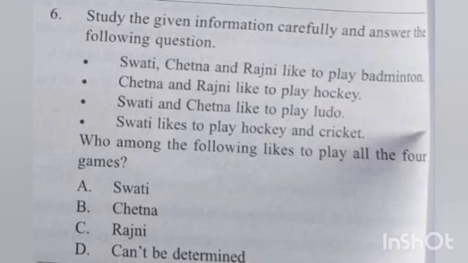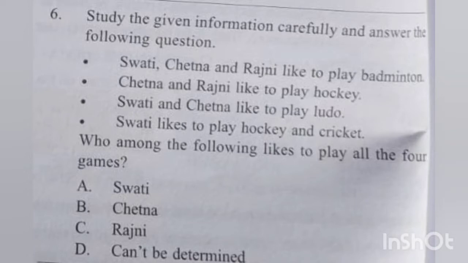Now study the information carefully and answer the following question. Swati, Chetna and Rajni like to play badminton. Chetna and Rajni like to play hockey. Swati and Chetna like to play Ludo. Swati likes to play hockey and cricket. Who among the following likes to play all the 4 games?